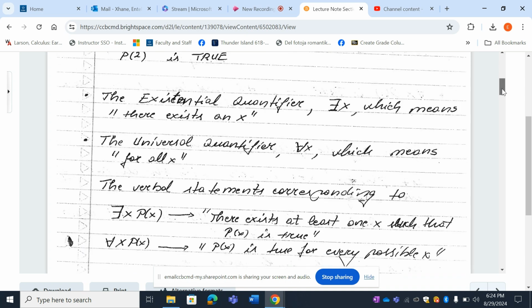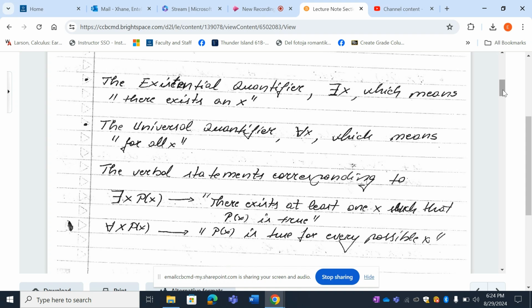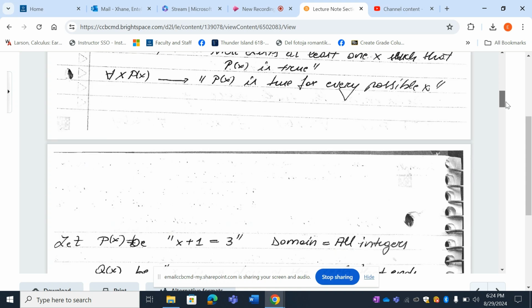So let's look at some statements. So if I say the existential quantifier x, P of x. How do I read this? So we read this as there exists a value of the input x, at least one x, such that P of x is true. Now let's transition into the verbal statement of the universal quantifier, which is for all x, P of x. How do I translate this? P of x is true for all values of the input x, or every possible x.